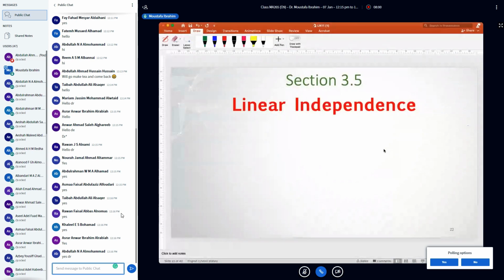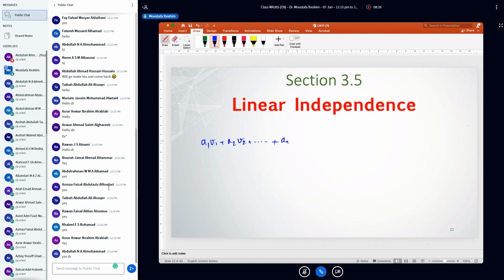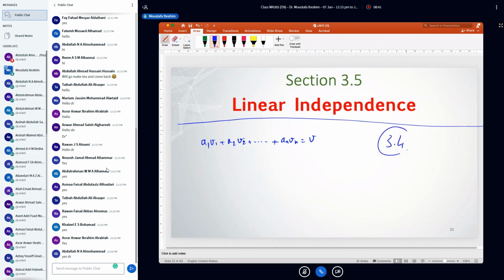So what we have seen before was about spanning. Let's say we want to see if V1, V2, V3, or V1, V2, Vn span vector V. So we were doing A1 V1 plus A2 V2 plus An Vn equal V, right? If we have V, it's fine. If we don't have it, we write A, B, C, D, or X1, X2, X3 as you want. This is for section 3.4.